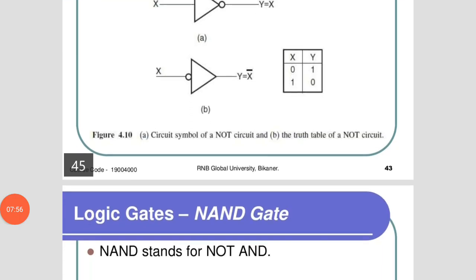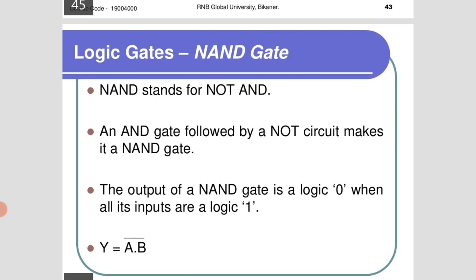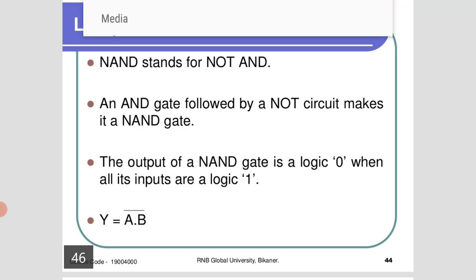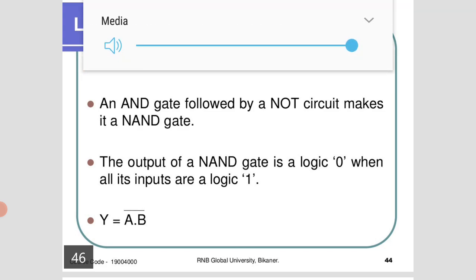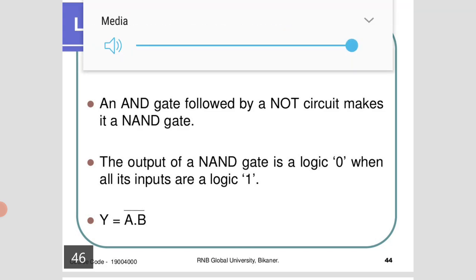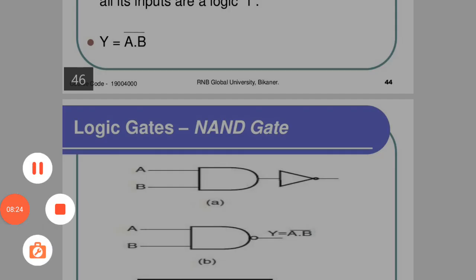After that we see the next gate, the NAND gate. NAND stands for not AND. An AND gate followed by a NOT circuit makes it a NAND gate. The output of a NAND gate is a logic 0 when all its inputs are at logic 1. Y is equal to A into B whole bar. That is the output of the NAND gate.